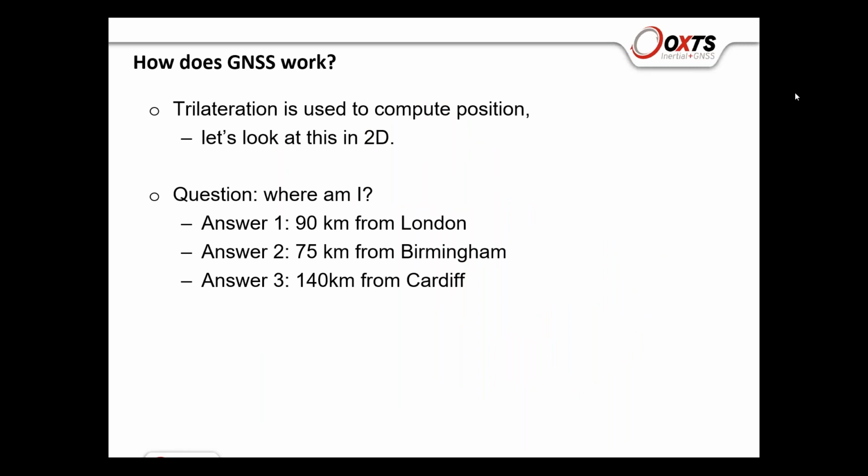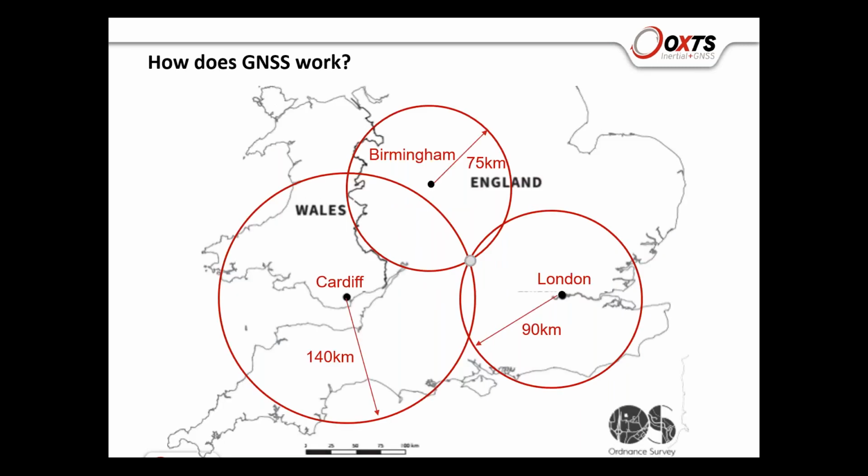Satellite 3 gives you another piece of information. You're also 140 kilometers from Cardiff. Plotting a third circle of radius 140 kilometers, and you narrow down to a single possible location. Every time you add a piece of information in, your positional certainty can increase.